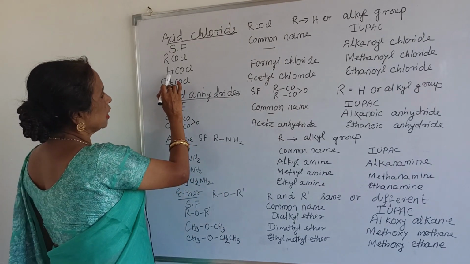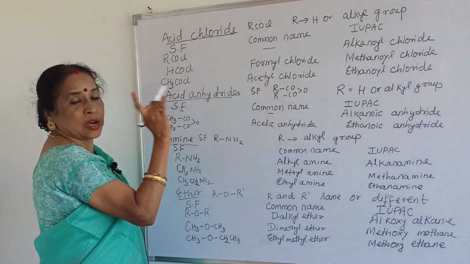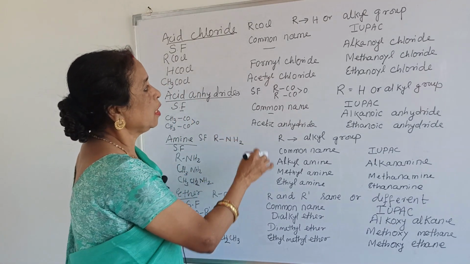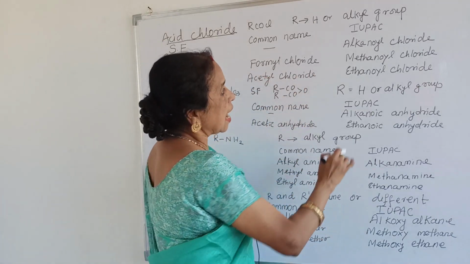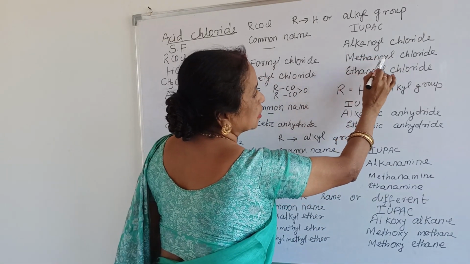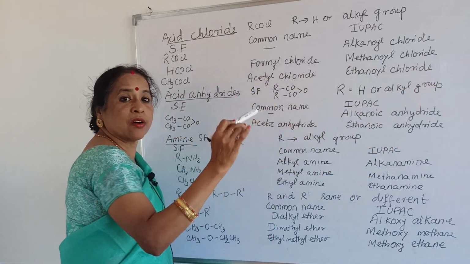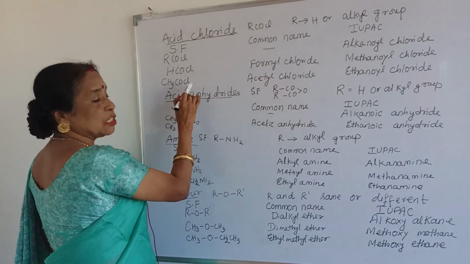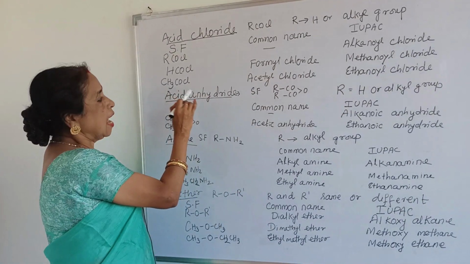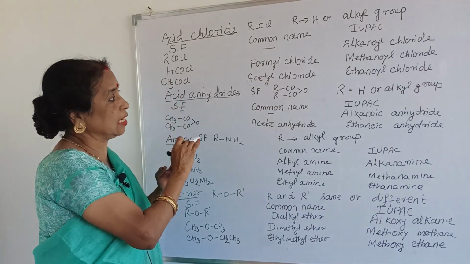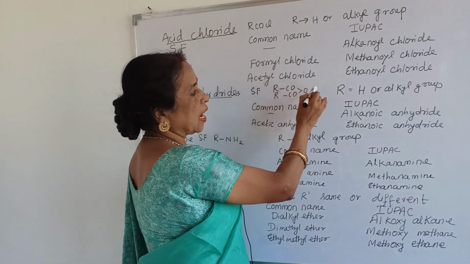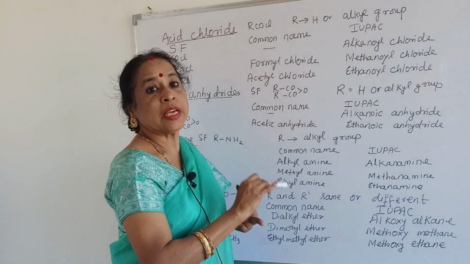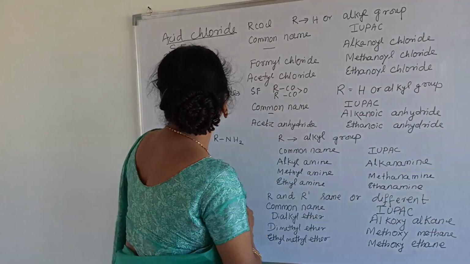Start with the first compound, HCOCl, only 1 carbon. It indicates it comes from formic acid by common name, so it is known as formyl chloride, and by IUPAC name it is known as methanoyl chloride. Methanoyl comes from methanoic acid. CH3COCl contains 2 carbons. It indicates it comes from acetic acid. So the common name is acetyl chloride, and the IUPAC name is ethanoyl chloride, which comes from the word ethanoic acid.